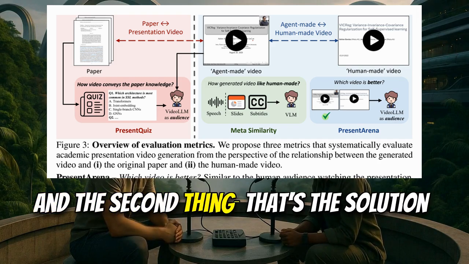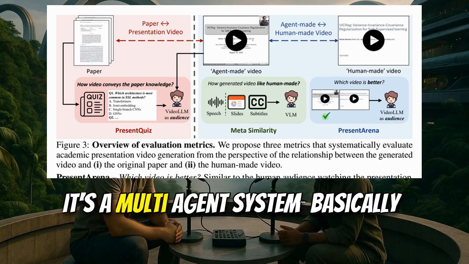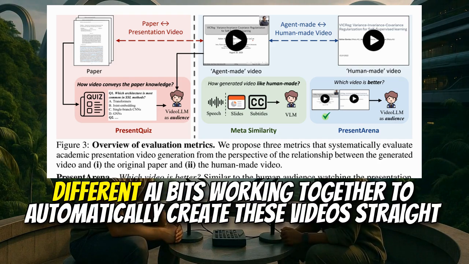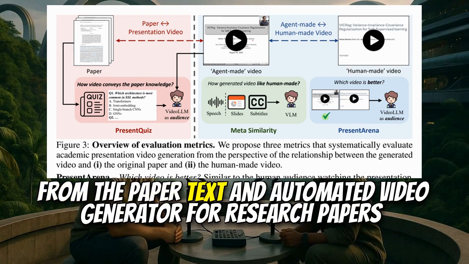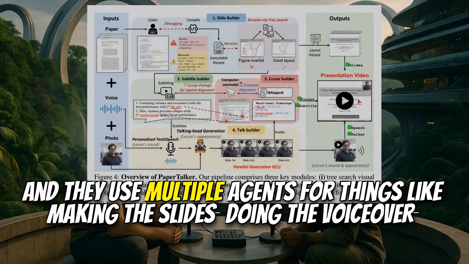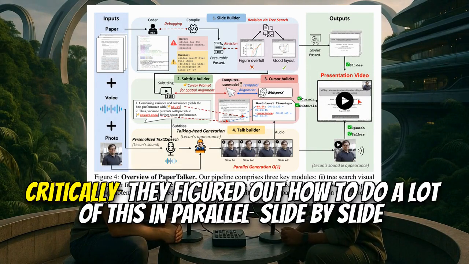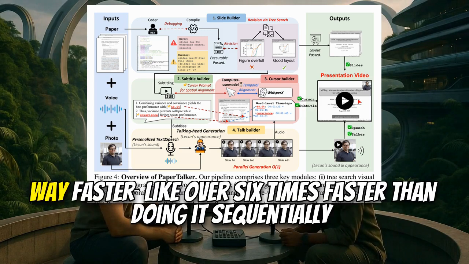And the second thing, that's the solution. PaperTalker. It's a multi-agent system, basically. Different AI bits working together to automatically create these videos straight from the paper text, an automated video generator for research papers. You got it. And they use multiple agents for things like making the slides, doing the voiceover, adding subtitles, even generating the talking head. Critically, they figured out how to do a lot of this in parallel, slide by slide. Okay, parallel processing, so it's faster. Way faster, like over 6 times faster than doing it sequentially.